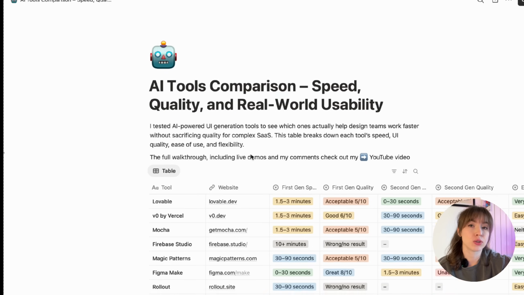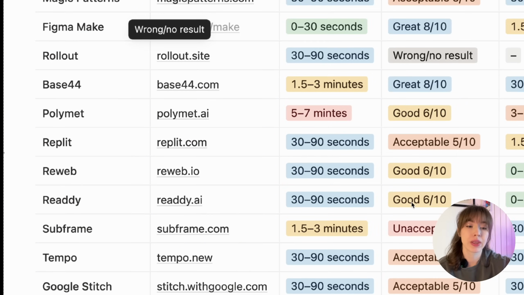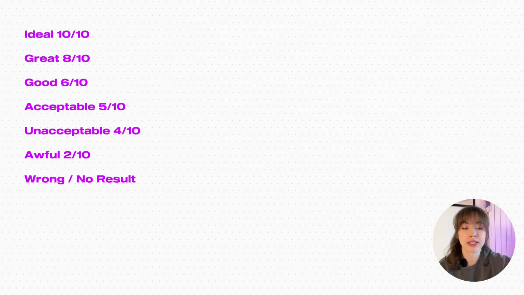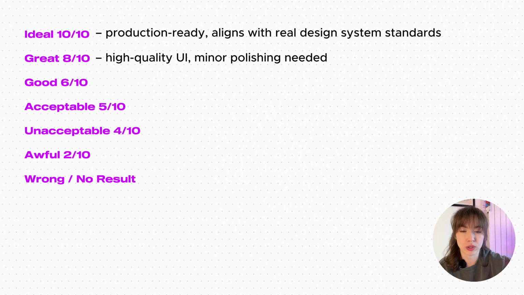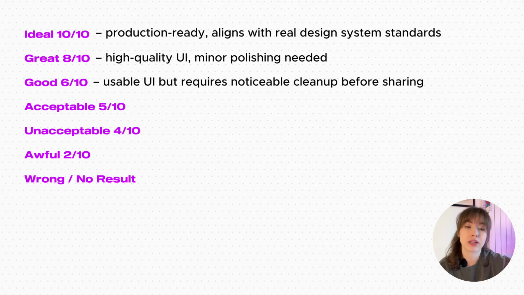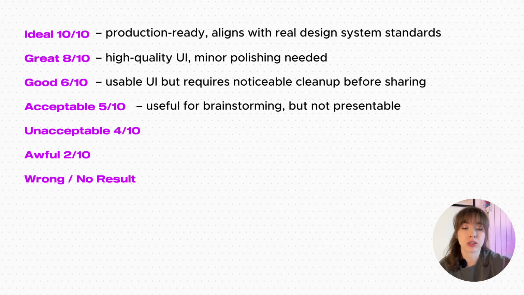To analyze those tools, I used my own benchmark that you can find in the table in the link in the description. It goes from ideal to wrong or no result, where ideal is the same and similar to the design I sent to AI. Great is where everything's close to the design, there might be some tweaks to do, but overall it was great. Good is when AI did a really good job, but there are some inconsistencies or tweaks that should be made by a designer. Acceptable is when everything's good, but there might be some necessity to reprompt or ask AI to tweak some things, it was not good enough, but still acceptable.